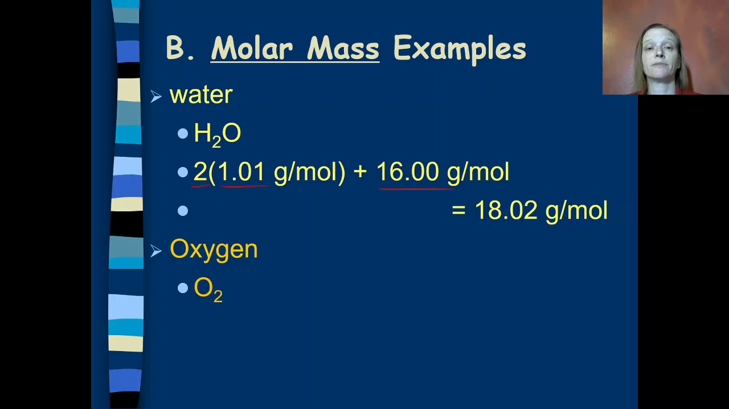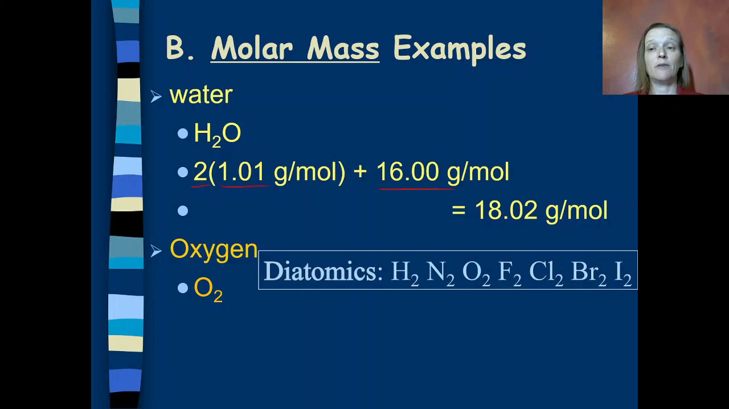Let's look at oxygen next. The formula for oxygen is O2. That makes it different to the examples we did on the previous slide, where we had just iron or just carbon. Oxygen is a diatomic element. If you don't remember your diatomic elements, you need to. These are the 7 diatomic elements: hydrogen, nitrogen, oxygen, fluorine, chlorine, bromine, iodine. Whenever you write these as an individual element, you have to have 2 atoms in the formula.